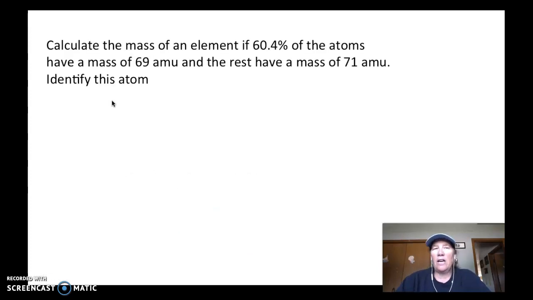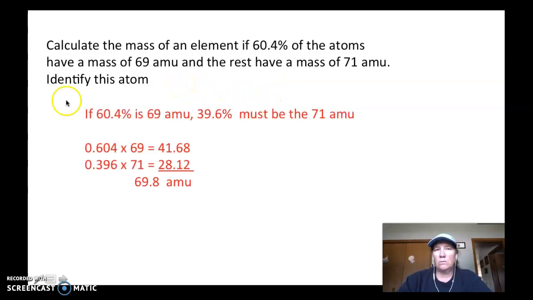Okay, here's another one. Calculate the mass of an element if 60.4% of the atoms have a mass of 69 and the rest are 71. So I would take 100 minus 60.4, which would be 39.6. I'd take, instead of 60.4, 0.604 times 69, and I'd get 41.68. And then, like I said, I took 100 minus 60.4 and got 39.6, and I multiplied that. So when I add these together, I get 69.8.